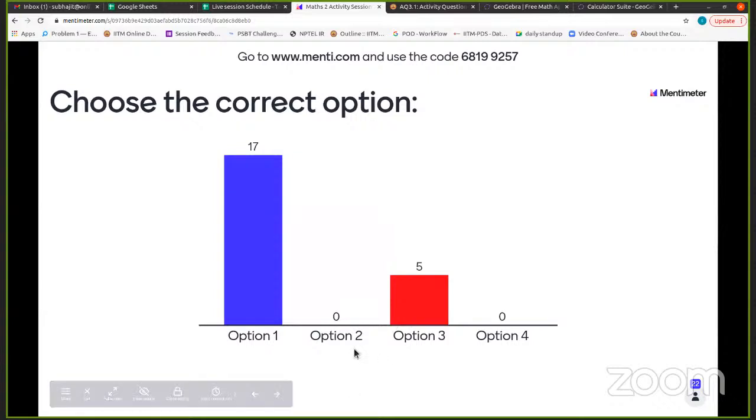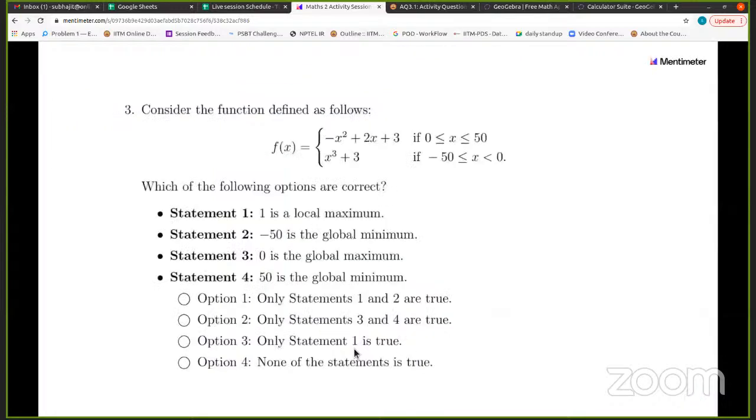Let's go back to this question. Some of you have given option 3 and many of you have given option 1. So let's check. Can some of you explain it to me? I did this using simple logic. I drew the graphs of the two pieces: one is a quadratic equation, another is a cubic equation.